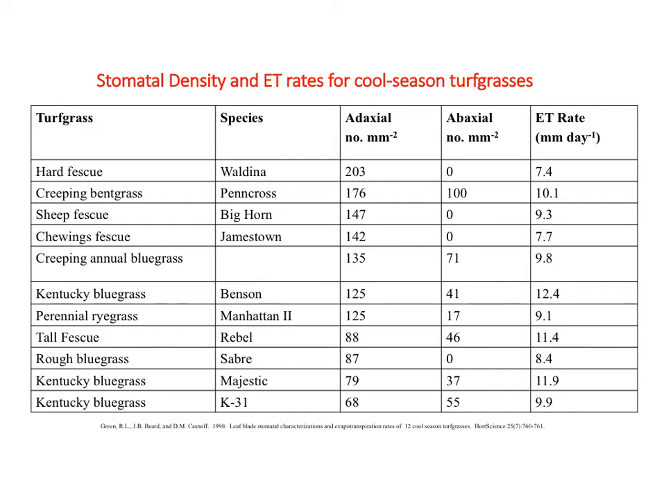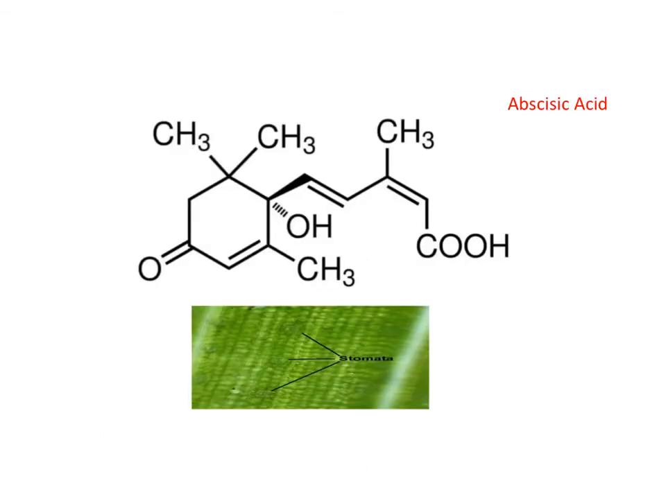It does seem that stomatal control varies among turfgrass species and may account for Bermuda grass, for example, having a lower transpirational rate. Abscisic acid is believed to be the primary chemical signal controlling stomata response under drought conditions. Abscisic acid is a plant hormone that plays a role in stomatal closure and in general plant dormancy.